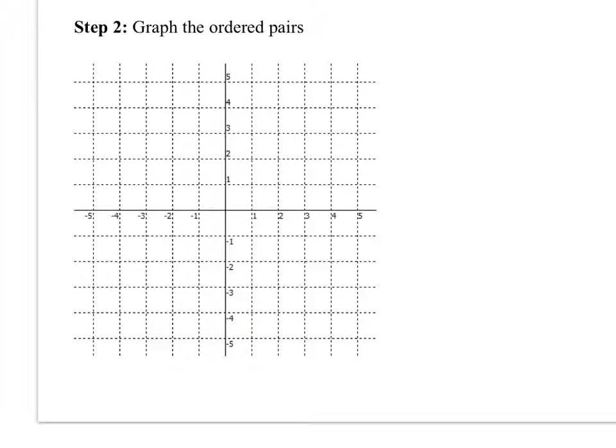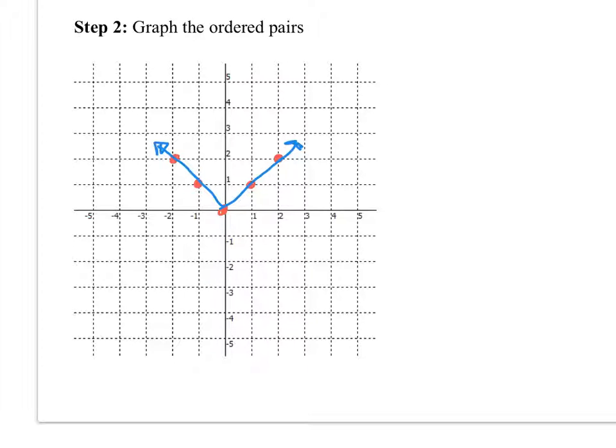So (-2, 2). Oops, totally plotted that on the wrong spot. All right, let's try it again. How about there? And then (-1, 1). (0, 0) is at the origin. And then (1, 1). And then (2, 2). And then if I connect those, it looks like a V.